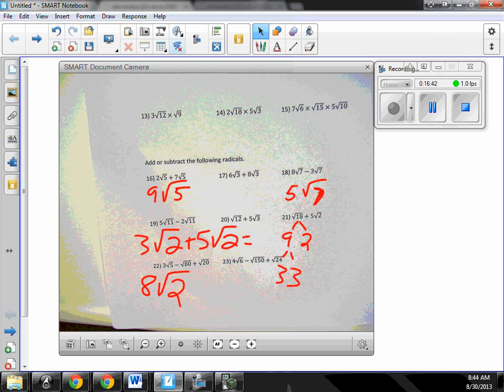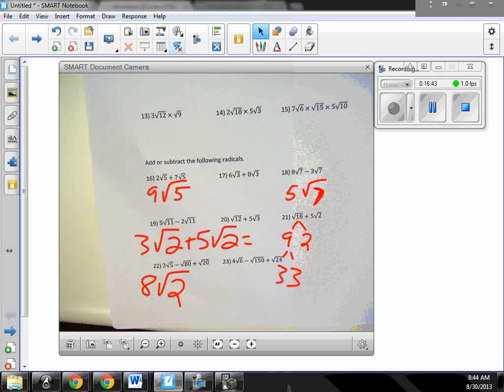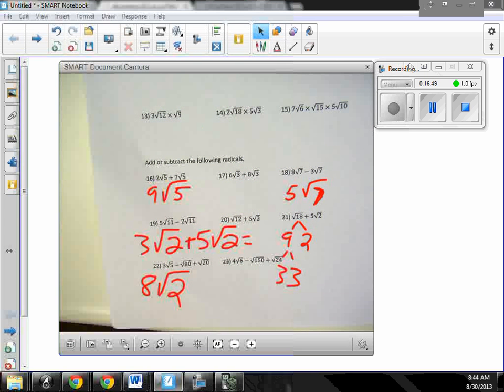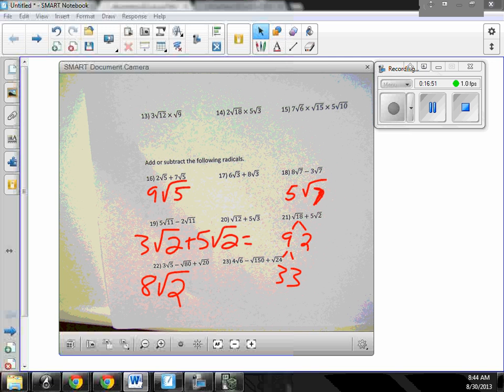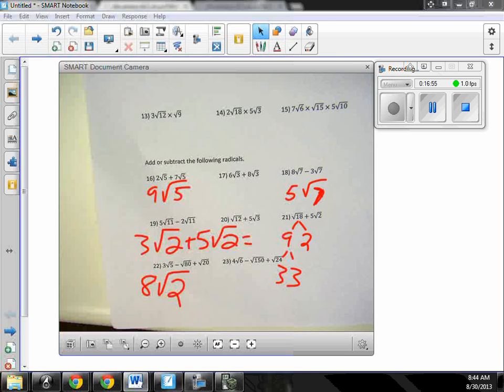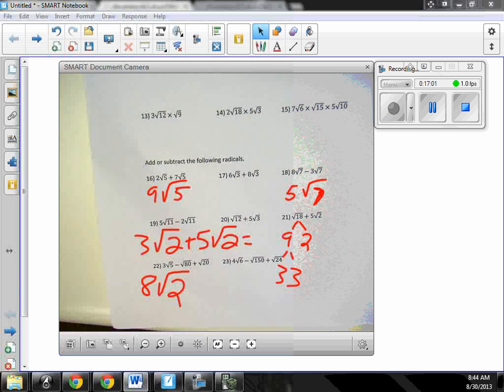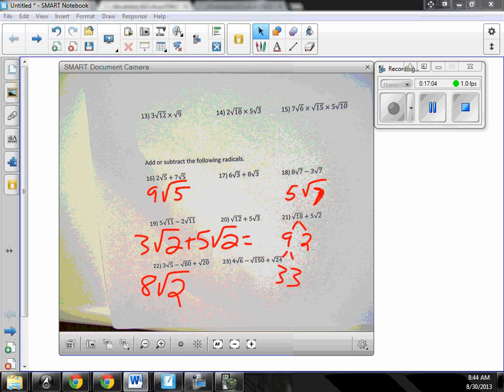Good. Your assignment today is to finish that worksheet, and I want you to do pages 18 and 19 out of the textbook. So page 18 and 19, and finish that worksheet that you're working on now.